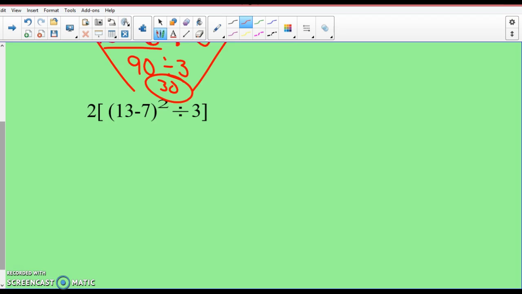What should I do first? I've got parentheses and brackets. They are all grouping symbols. Which one do I do first in this problem? Correct. When you have multiple grouping symbols, you work from the inside out. So the first thing I need to do is the parentheses within the bracket. So watch what I'm going to do. 2, I'm going to keep my bracket because I'm not touching the bracket. I'm going to deal with this parenthesis. 13 minus 7 is 6. And what am I going to put on top of the 6?